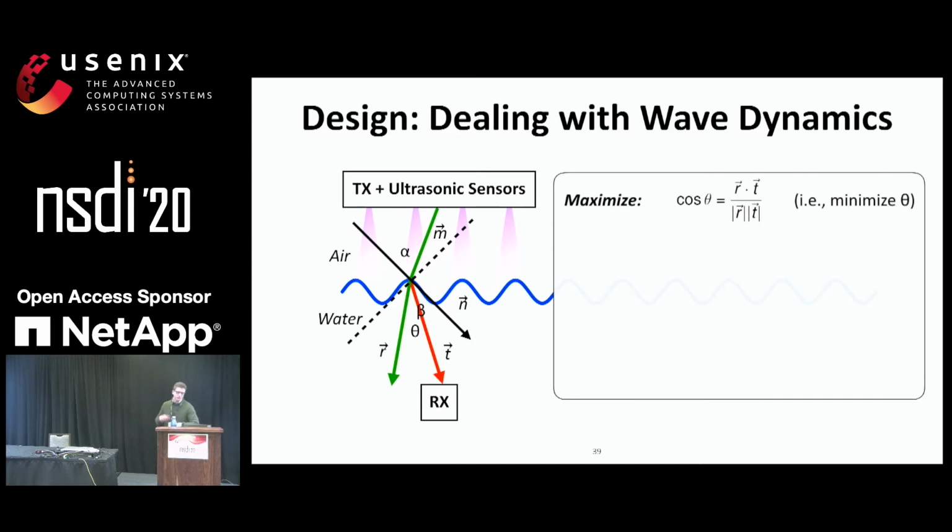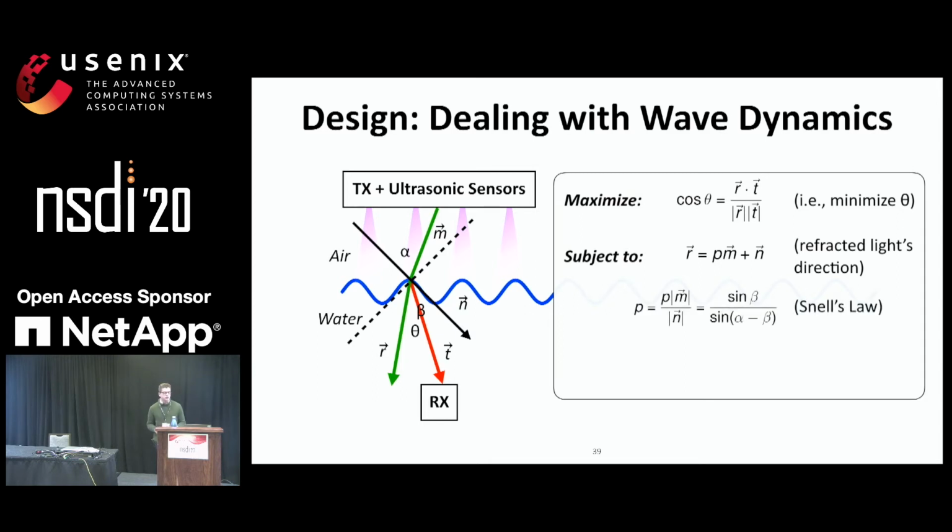We flip this around a little bit and formalize it. So now we say, let's maximize cosine of theta. There are a few constraints here. First, the refracted light's direction, Snell's law, again relating alpha and beta relative to the surface normal, and also the surface normal itself, which we can compute from our sensor array data. We solve this optimization problem with gradient ascent, which we can do in less than 1 millisecond for both the reconstruction and the incident point finding once we have the historical data.